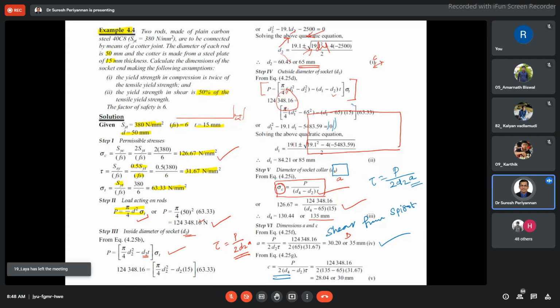This is from socket. Shear from socket. This one: P by tau is equal to P by (D4 minus D2) into tau. Then from this we can find out what is C. What is C? So this is another problem. If you have any doubt, please go ahead.